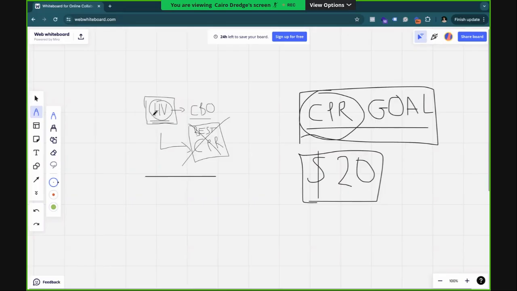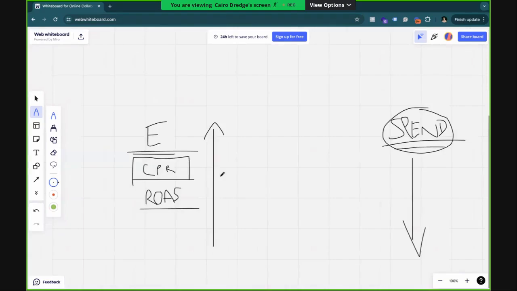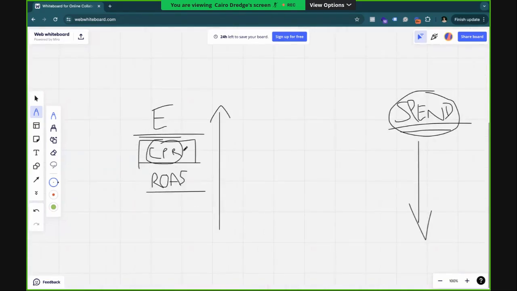Okay, but that is just what you're asking the algorithm to do, and that might essentially result in some unprofitable purchases. On the flip side, you have cost per result goal, where it will only spend where it thinks it can get results close to that cost per result. Okay, so you see how we're starting to control our efficiency by setting a cost per result goal.